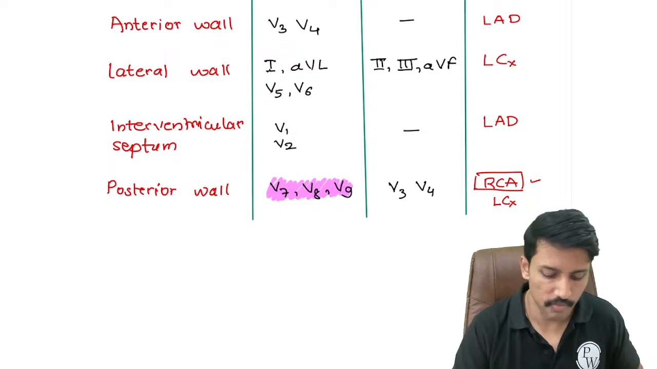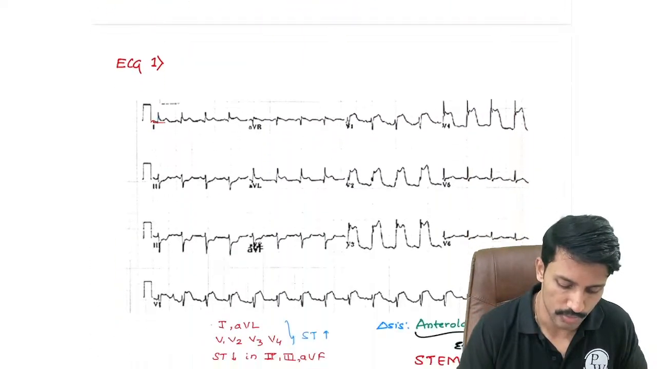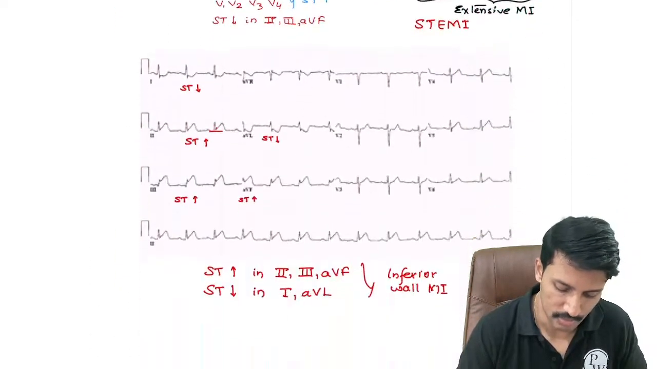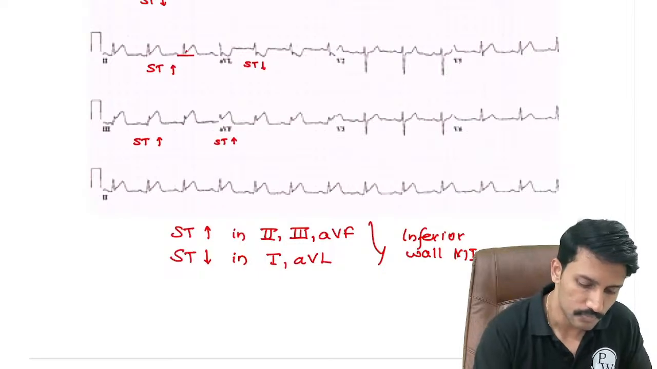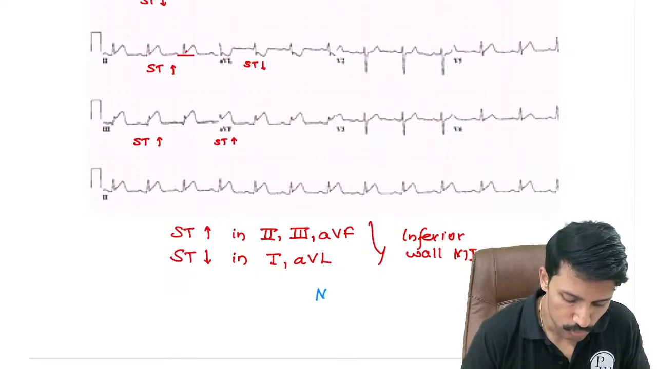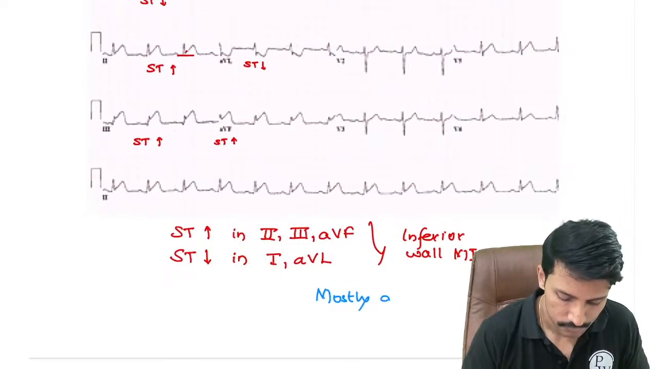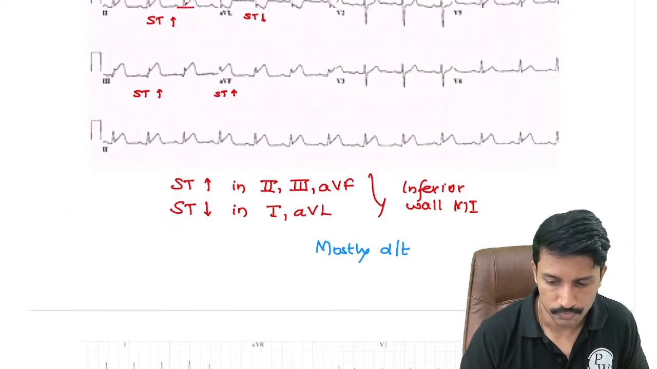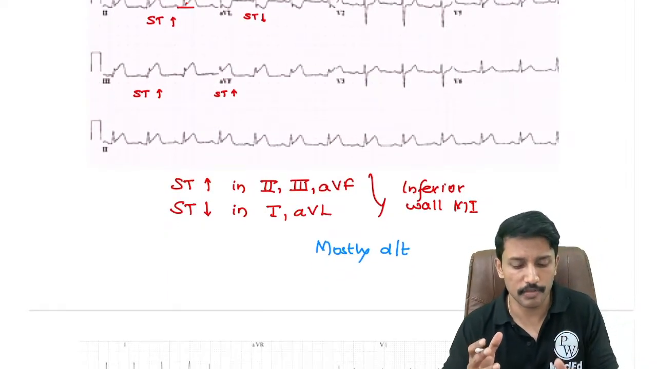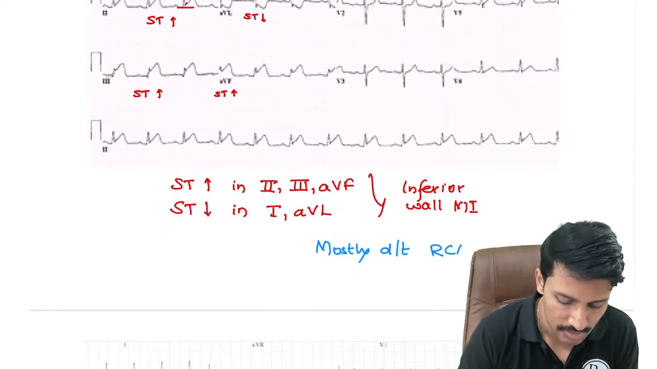Okay. So with this, we will visit those ECGs, and you should now tell me which artery I should be expecting to be occluded. Inferior wall, right? Mostly due to, what is the main blood supply to the inferior wall? It is the right coronary artery.